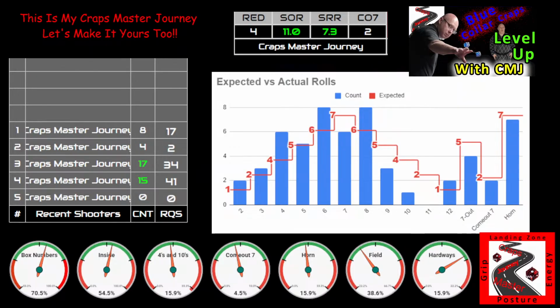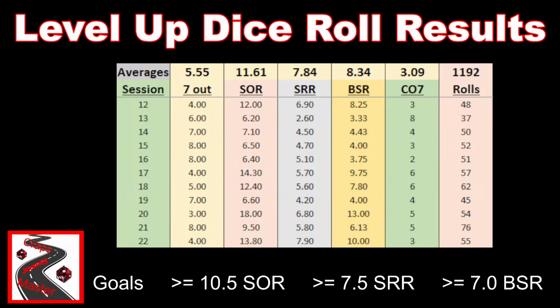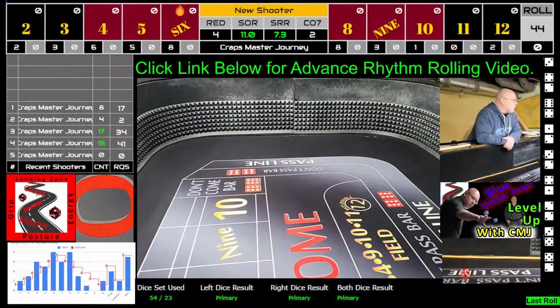SOR is at 11.0. Our SRR is at 7.3. Looking at our dice roll results through the end of last week Friday, we had 1,192 throws in. It puts our SOR at 11.61. Our SRR is at 7.84, and our BSR is at 8.34. So I'm actually happy with those numbers right now. Hopefully we can keep them up nice and high like they have been. We've been blessed lately. We've been really blessed here. So thank you, BB Wood there.